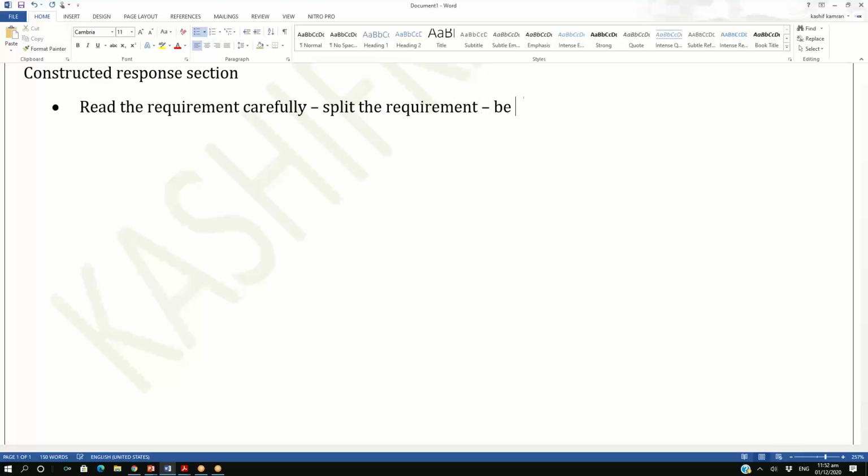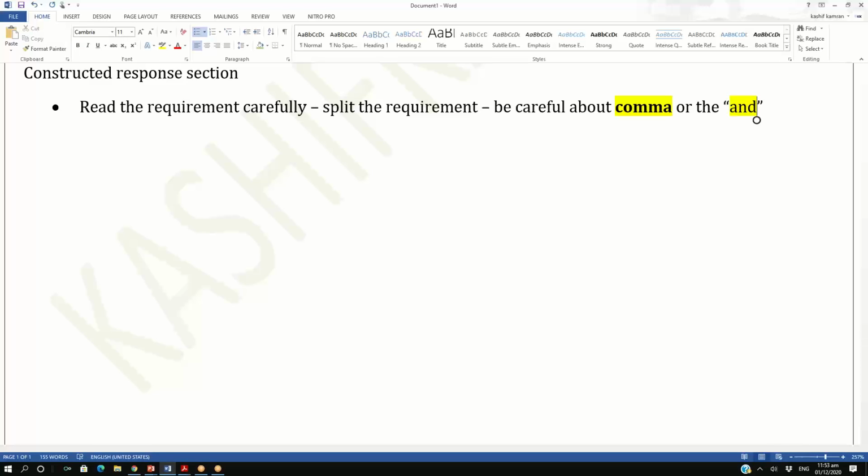Be careful about comma or the and, because a lot of time the students don't read the and carefully. So if the examiner is using a comma, be very careful. If the examiner is saying and, be very careful, because that's splitting the requirement.